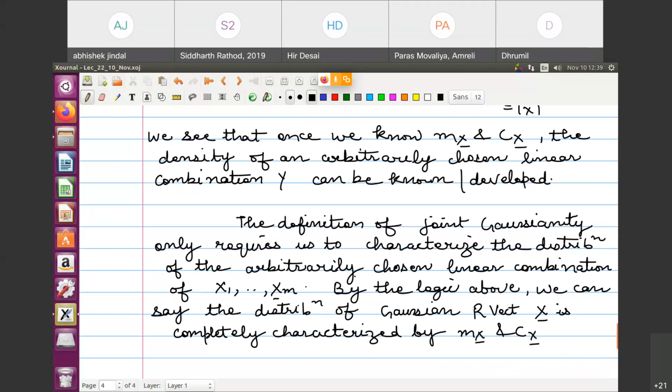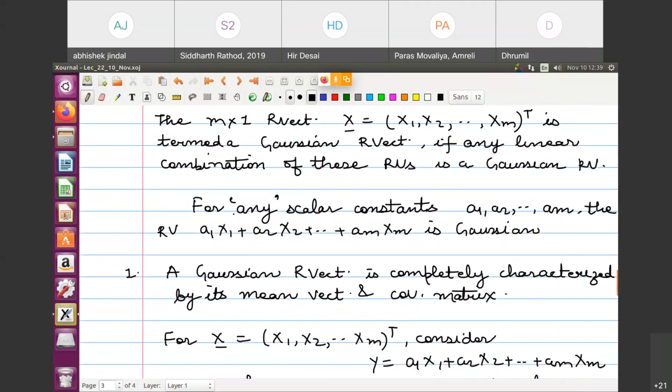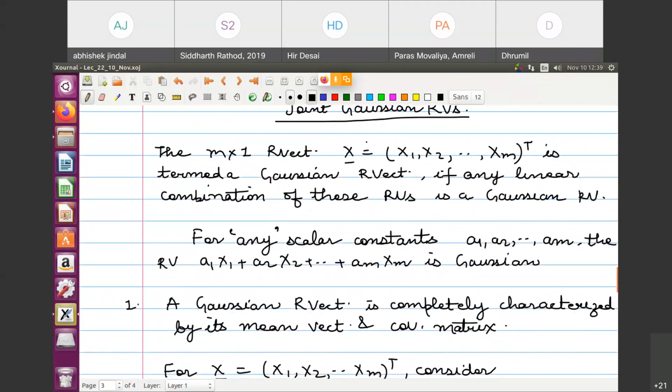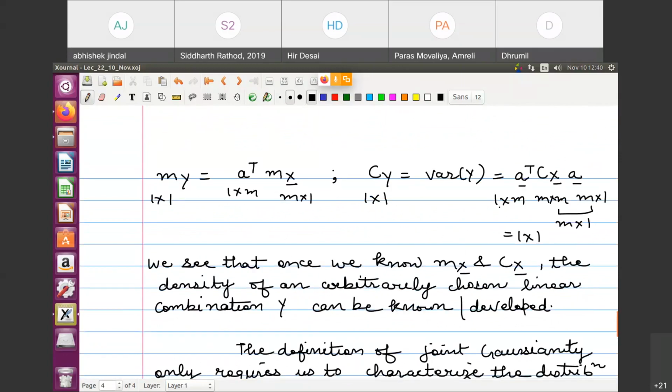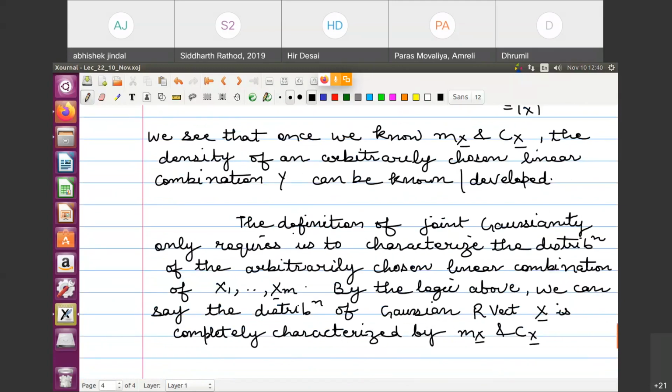So what do we say? The definition of joint Gaussianity only requires us to characterize the distribution of the arbitrarily chosen linear combination. That is what we have written above, that for any scalars a1 up to am, this has to be a Gaussian random variable. Whatever random variable you get from the linear combination should be Gaussian. So in order to check or define X bar, you only need the PDFs of the random variables obtained by the linear combinations. For that, we know that we only need m of X bar and C of X bar.